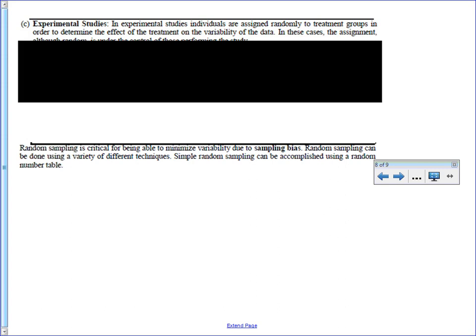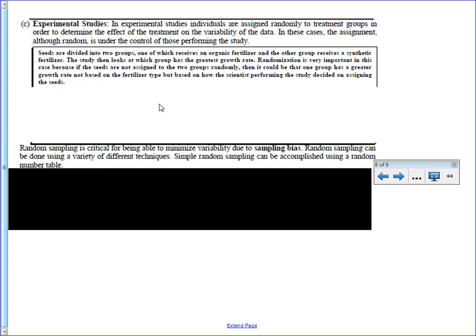So here's my example, and again, remember, for all of these, you're making up your own example. Seeds are divided into 2 groups, one of which receives an organic fertilizer, and the other group receives a synthetic fertilizer. The study then looks at which group has the greatest growth rate. Randomization is very important in this case, because if the seeds are not assigned to the 2 groups randomly, then it could be that one group has a greater growth rate, not based on the fertilizer type, but based on how the scientists performing the study decided on assigning the seeds.